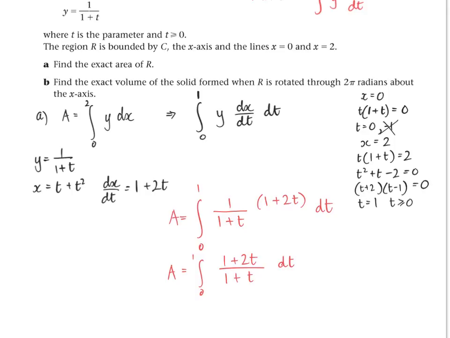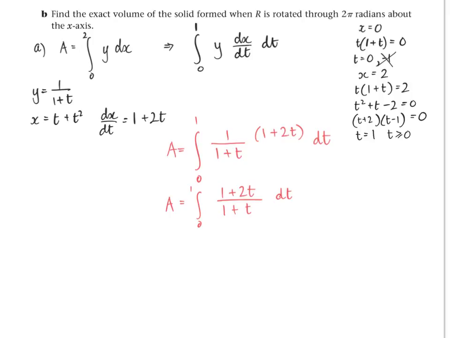And if we divide 1 plus t into the top, I'll let you do that by yourself. I'm going to do it quite quickly. So we get area is in between 0 and 1, and that turns into 2 minus 1 over (1 plus t). So you can do algebraic long division where needed there, and it's used quite a lot with these parametric ones.